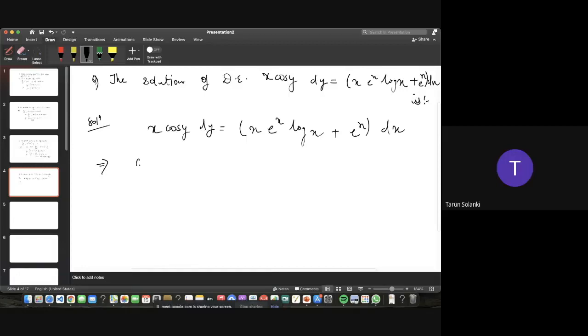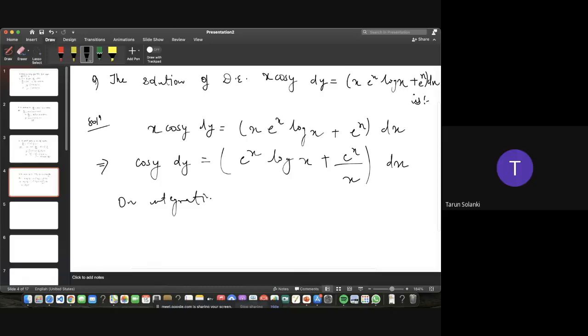So it becomes cos y into dy is equal to (e to the power x log x plus e to the power x by x) into dx. On integrating, sin y is equal to e to the power x log x plus c. So this is our answer.